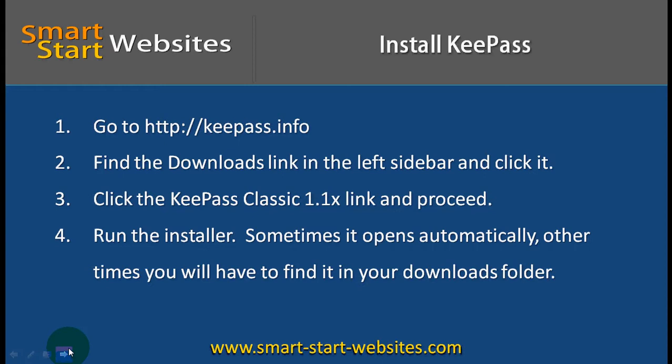First thing you're going to need to do is go to keepass.info. Next thing will be find the downloads link on the left sidebar and click that. Then you'll want to click the KeePass Classic Edition 1.1x, whatever the current version is, and proceed with running the installer. Sometimes this is going to open automatically depending on what browser you're using. Other times you'll have to find it in a downloads folder and click it to run it there.